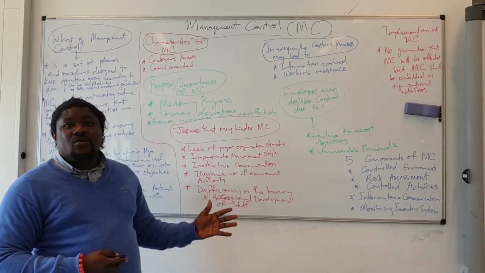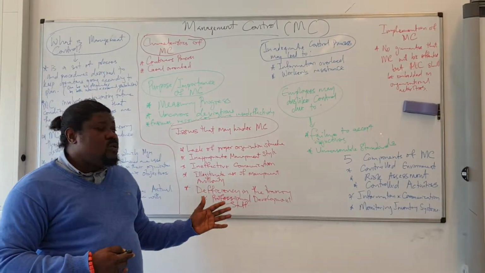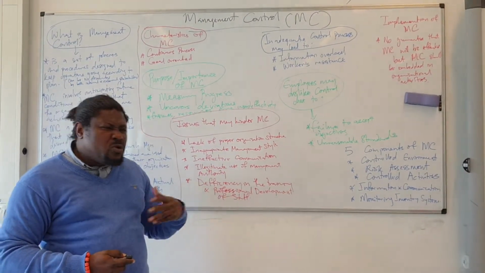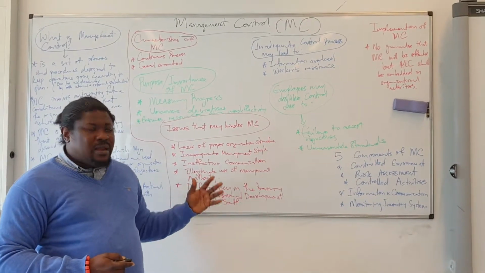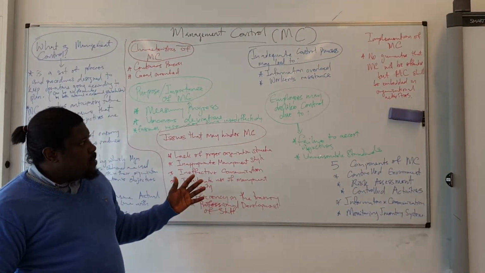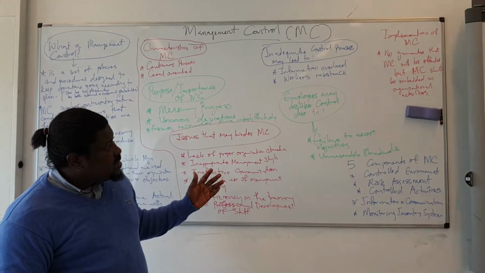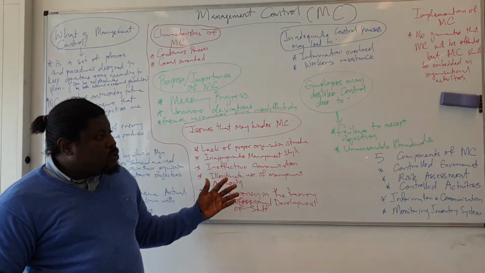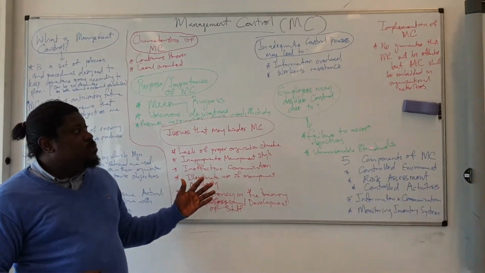Employees may dislike control due to failure to accept objectives. We don't want these objectives, okay? And then that may happen because they dislike the control, or also due to unreasonable standards.